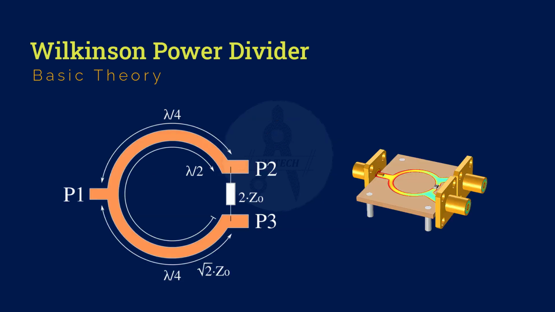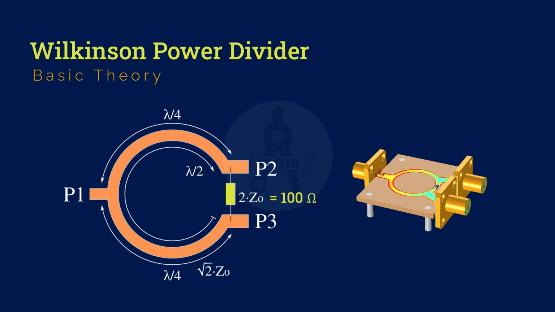Here is the basic schematic of a Wilkinson power divider. It has three ports. Port 1 is the input, ports 2 and 3 are the outputs. The design consists of two quarter wavelength transmission lines, each with a characteristic impedance of approximately 70.7 ohms, that is root 2 times the characteristic impedance, which is 50 ohm in most cases. It also consists of a 100 ohm resistor connecting the two output arms.